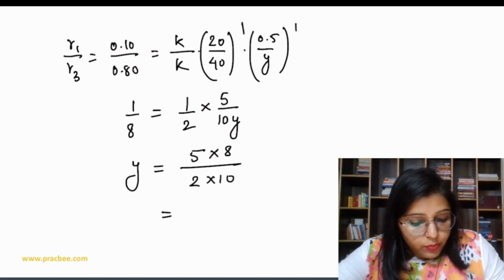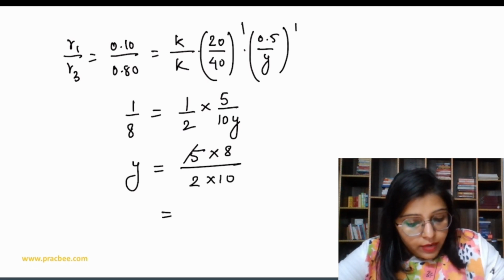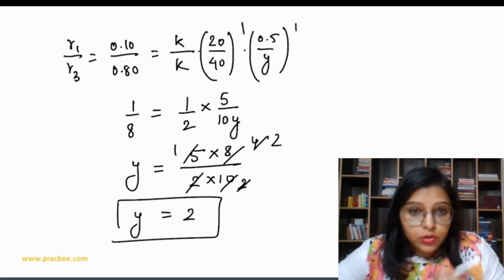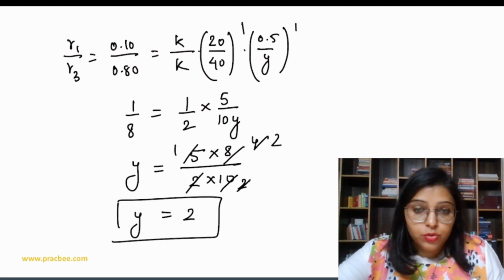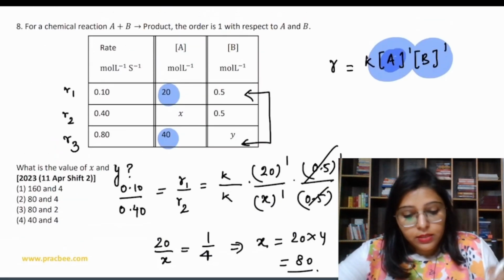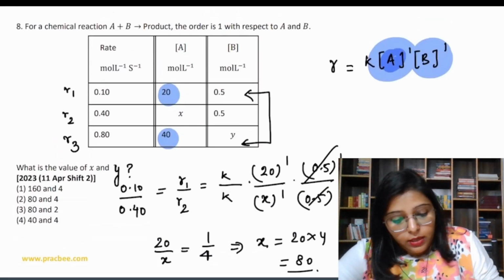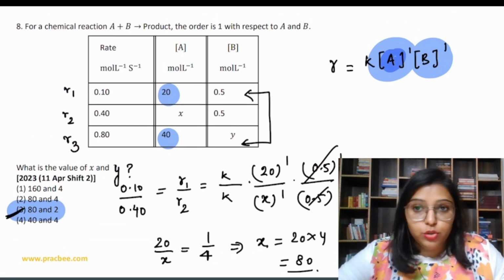So on solving, what do we get? 5 ones are 5, twos are 2, and 2 fours are 8, 2 twos are 4. So the value of y is 2. Okay, the value of y is 2. So it means the answer is going to be 3. Answer is 3, option 3.